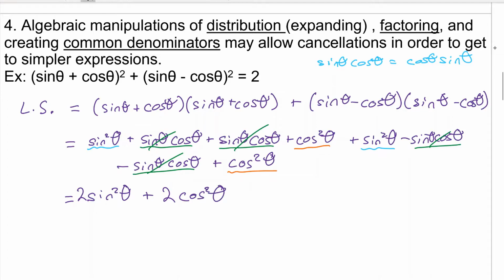Okay, so now I have 2 sine squared theta plus 2 cos squared theta. I've expanded everything, so I can't really do any more distribution, but then I ask myself, can I factor? And yes, I can. Both of these terms have a 2 in common. So I'm going to factor out the 2, and I'm left with, in brackets, just sine squared theta plus cos squared theta. And if you remember from trick number 3, we are supposed to look for Pythagorean identities whenever possible.